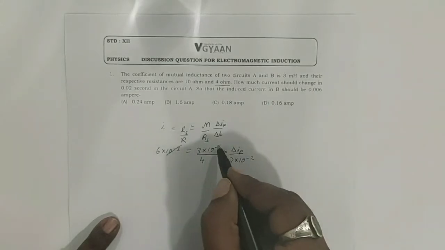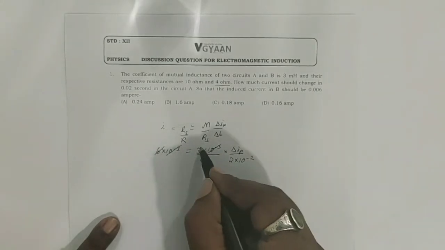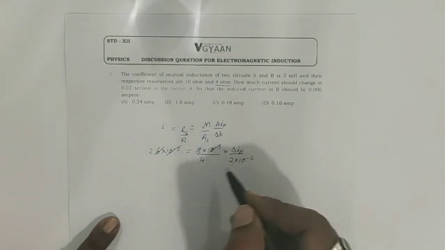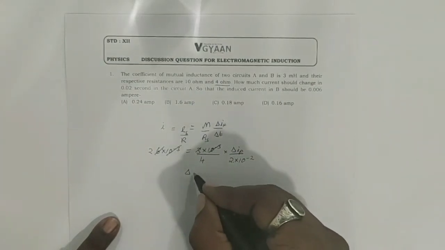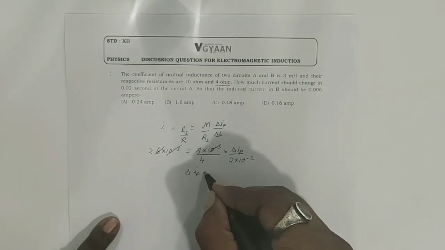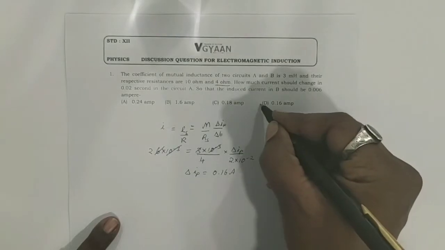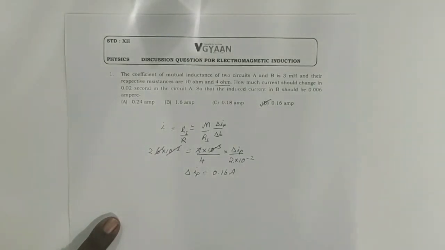The 10 raised to minus 3 gets cancelled, 6 gets cancelled with 3, we have 2 into 4 into 2, that is 16 into 10 raised to minus 2. Hence the change of current in the primary coil is 0.16 ampere. Hence option D is our correct answer.